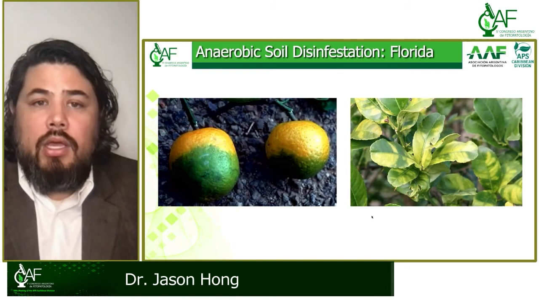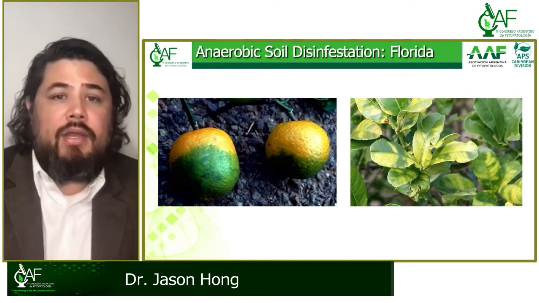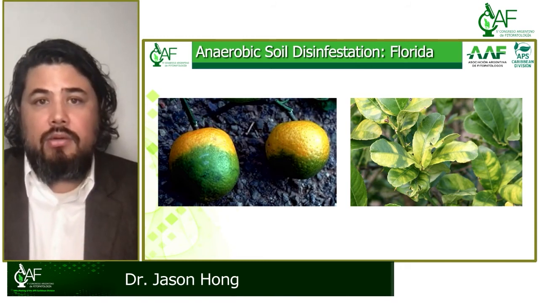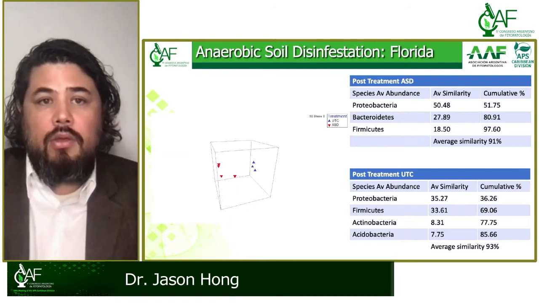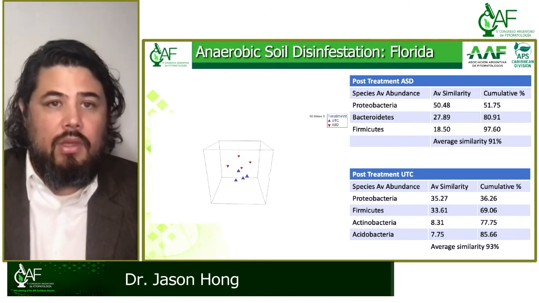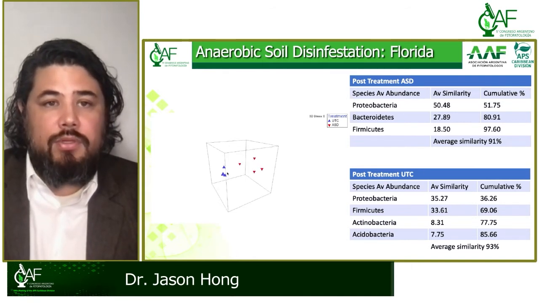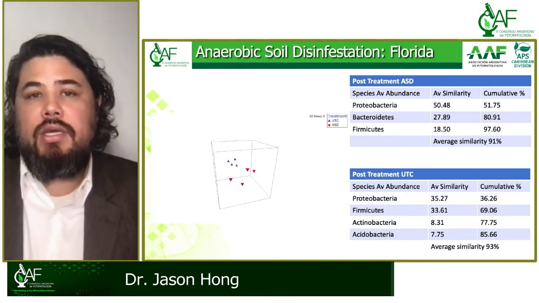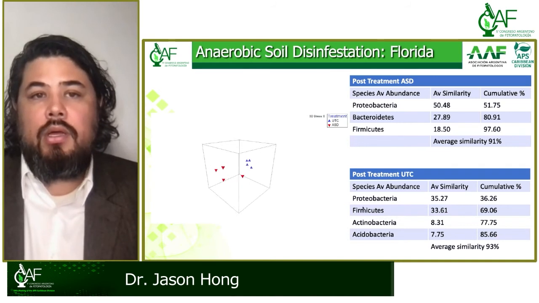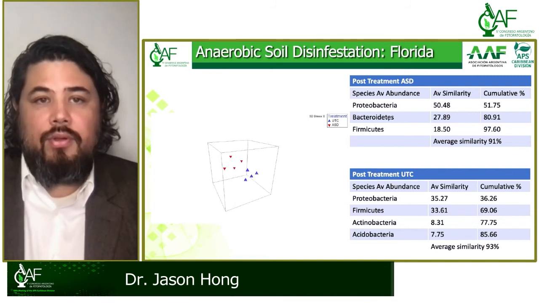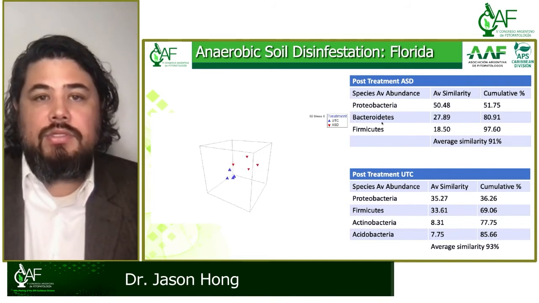As many of you know, HLB, or citrus greening, is problematic here in Florida. And we wanted to see what would happen if we planted citrus trees in ASD treated soil. So we used high throughput sequencing, comparing the untreated, which is the blue, and the treated soil post-treatment. What we found was that ASD reduced the bacterial diversity, increased the proteobacteria compared to the untreated control, and Bacteroides was a lot higher and Firmicutes was a little bit lower.